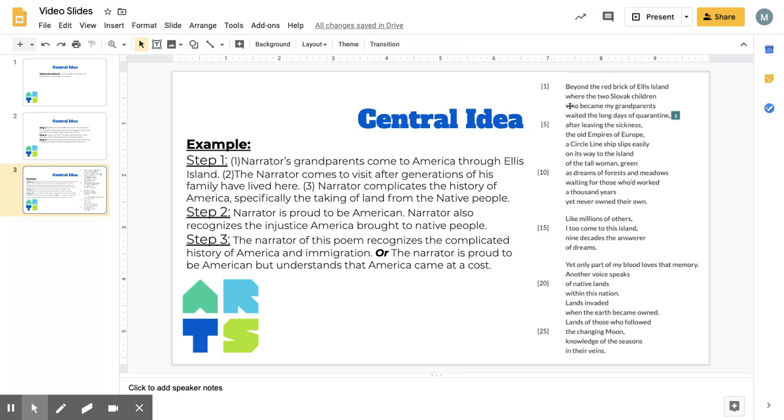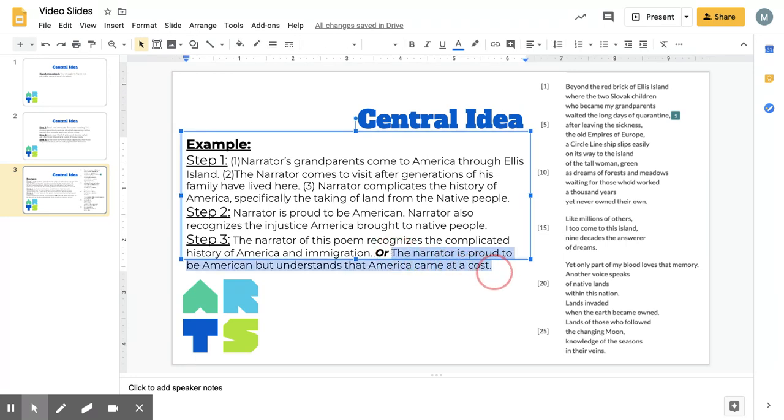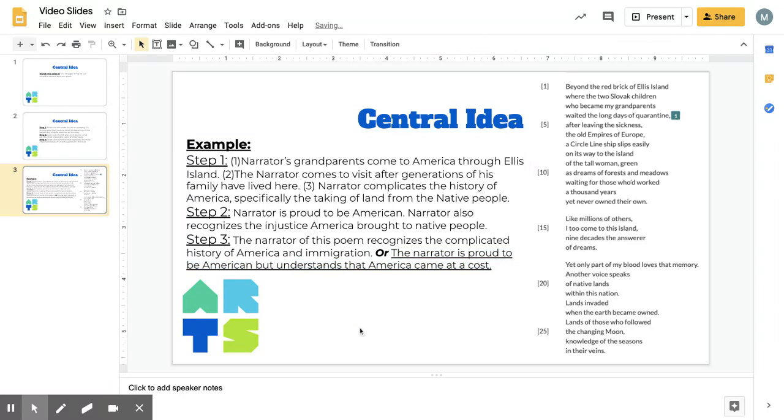The fact that he's talking about how proud and excited his grandparents were, and he's lived here and been very, it seems like from the tone, nine decades, the answer of dreams makes it sound like he still is happy to live here. But then he also talks about the invasion and the taking of land, right? So he understands the cost, but he is also proud. So I would probably even say that this central idea is stronger than the first one that I wrote. And that's okay. Remember, this is a process, and taking a risk and then getting feedback, even if that feedback is, no, this is not right, is still valuable, and you should be taking risks in your work. Please keep it up and know that I love you.